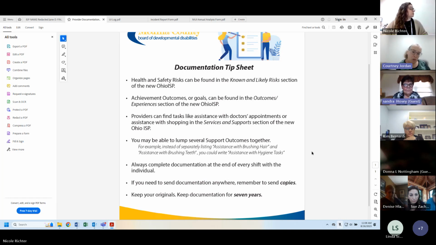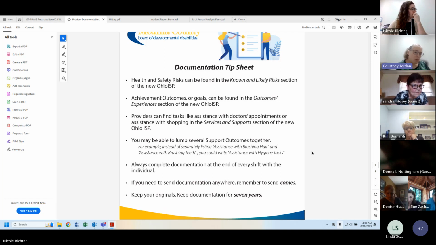When it comes to the support outcomes section, you might be able to lump a couple of items together. As an example, instead of writing assistance with brushing hair and assistance with brushing teeth separately on a doc sheet, you could just write assistance with hygiene tasks, because that covers both of those things, and it's just one line on a doc sheet.